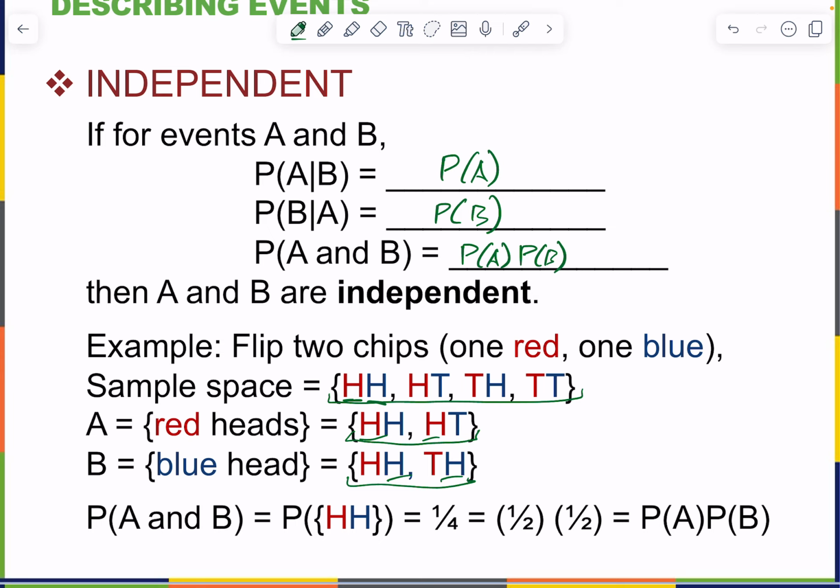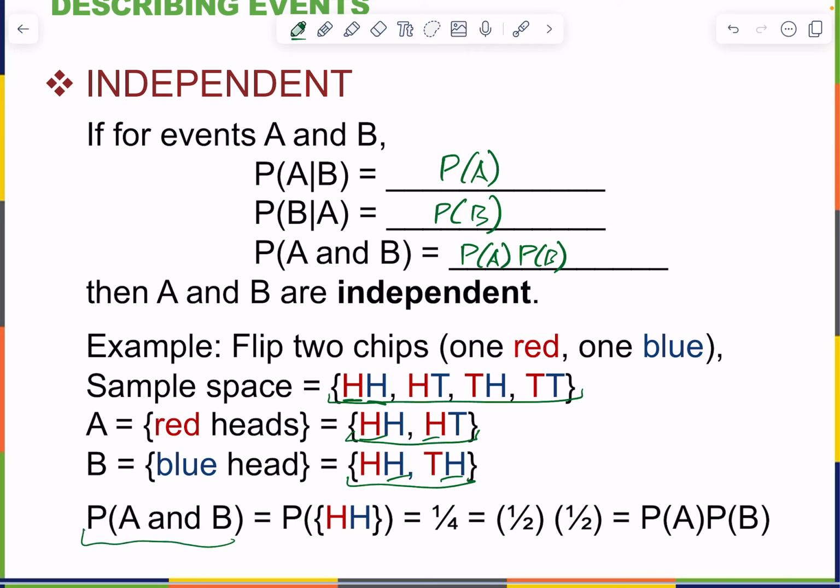Now, the red and blue chip are not connected in any way. They're not tied together. They're both allowed to flip freely, and they do not depend on each other. So we would expect these to be independent. Now let's see if that follows.